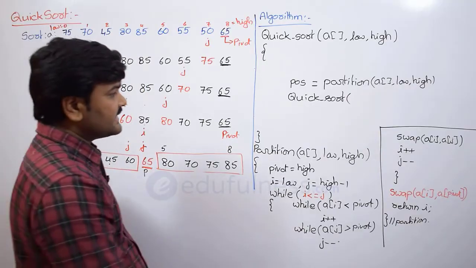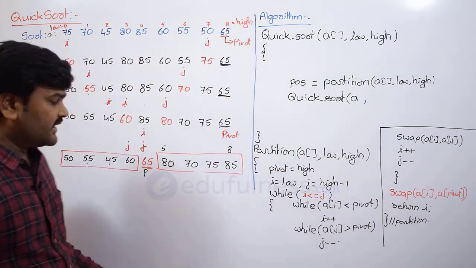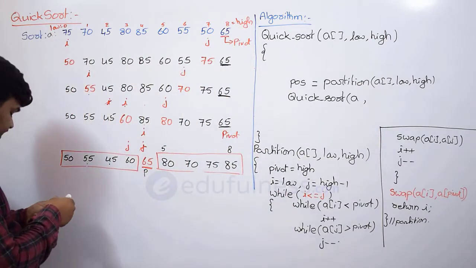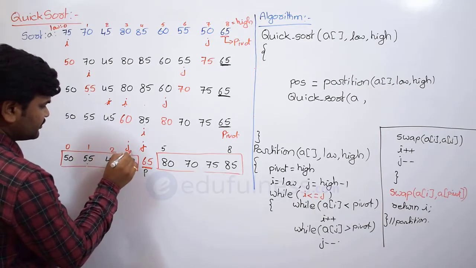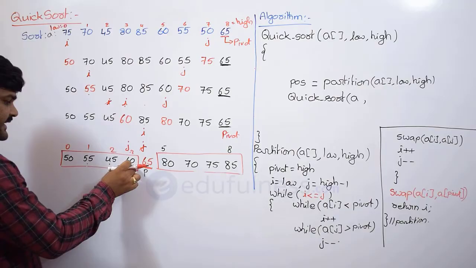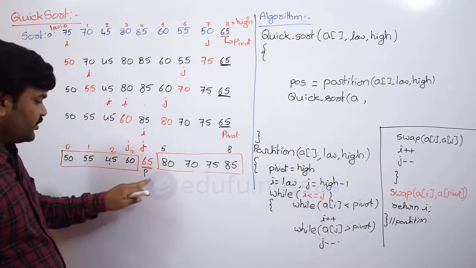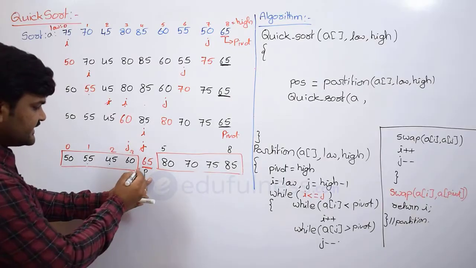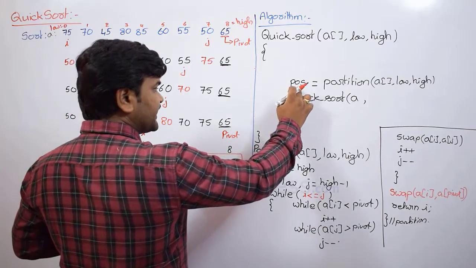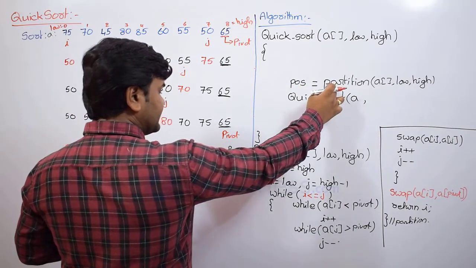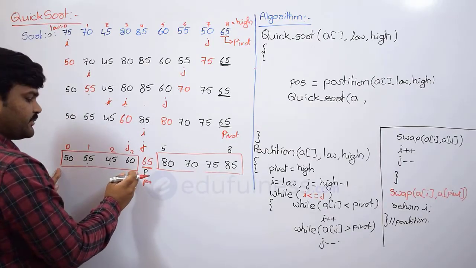And what are the parameters I have to pass? The same array I am going to pass. And what is the lowest index? This is the lowest index, 0, and this is the highest index, 0, 1, 2, 3. How will you get the highest index? This is the position you got, is it or not? 4 is the position. So in position you are going to have 4, that is what partition returned.